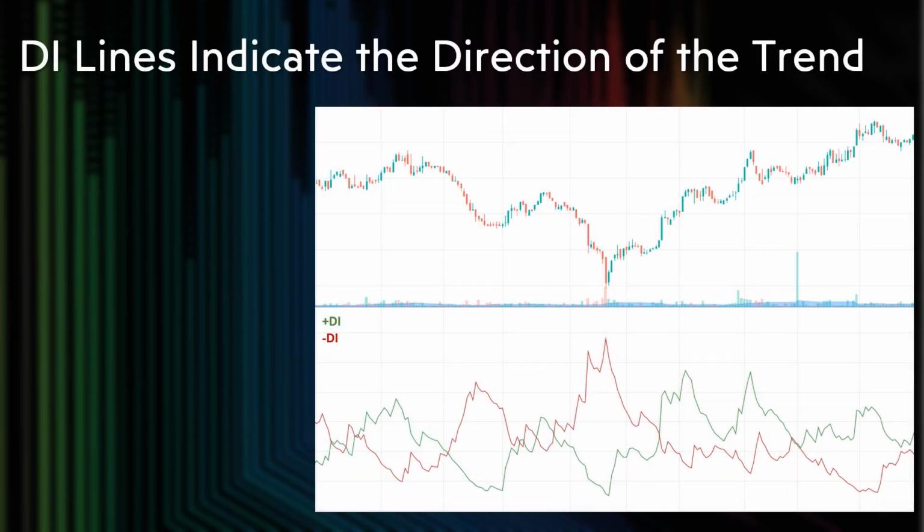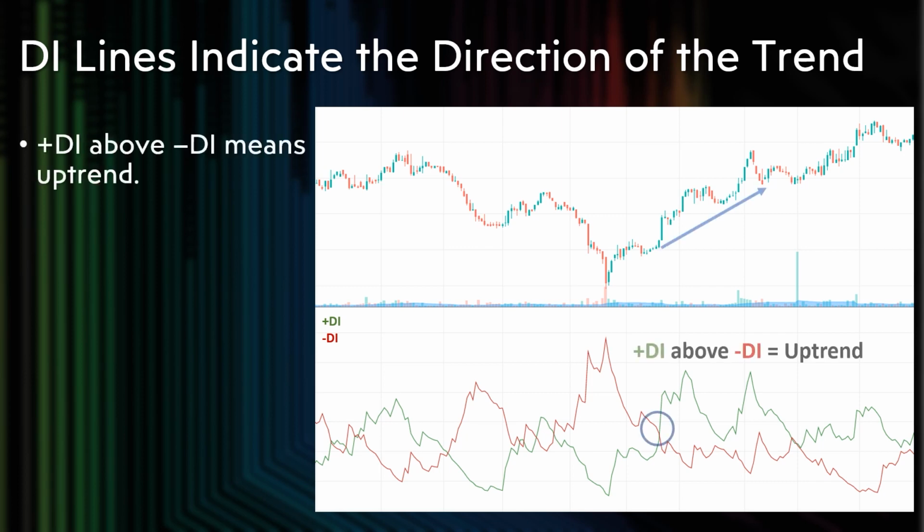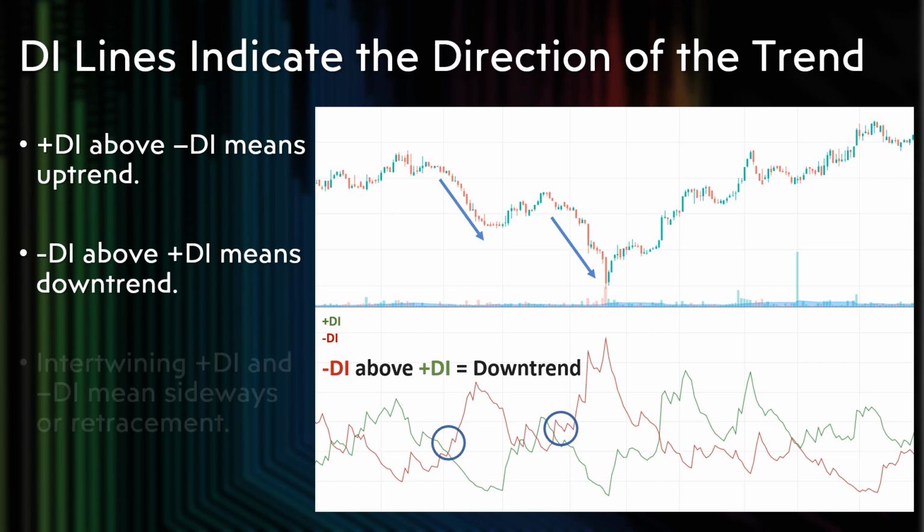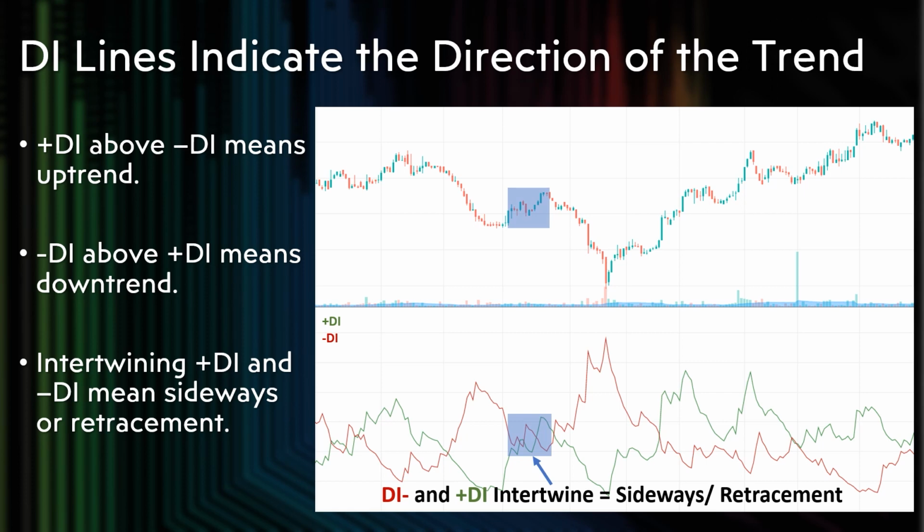The DI lines indicate the trend direction. An uptrend may be signaled when the plus DI crosses above the minus DI. On the other hand, the minus DI line above the plus DI line signals a downtrend. The intertwining of DI lines may signal retracement or sideways price movement, as shown here.